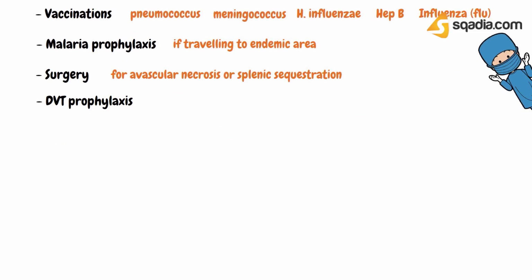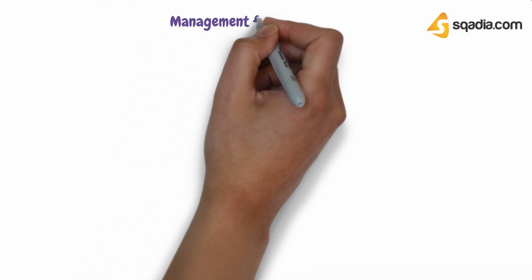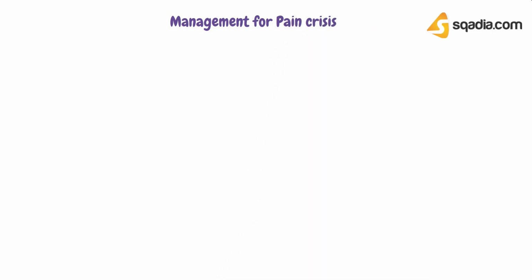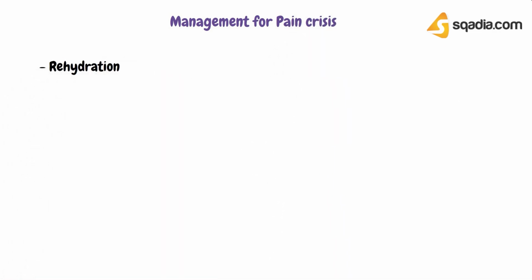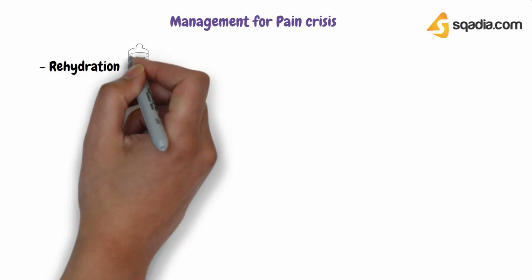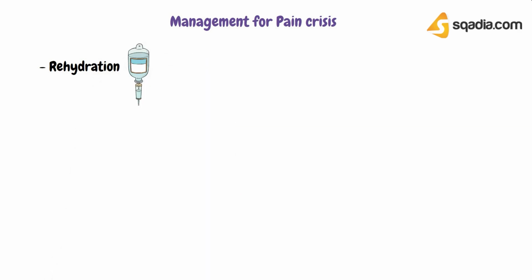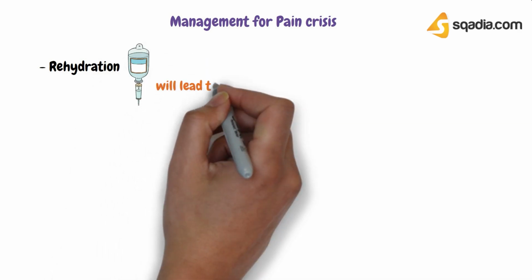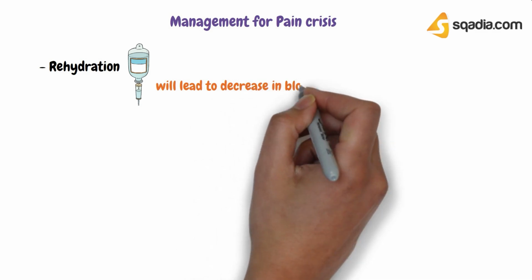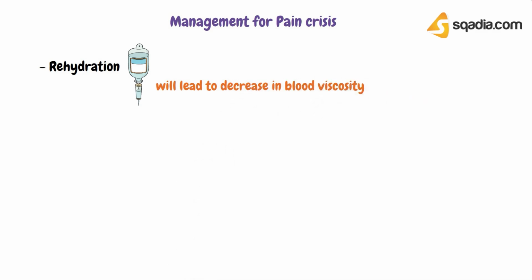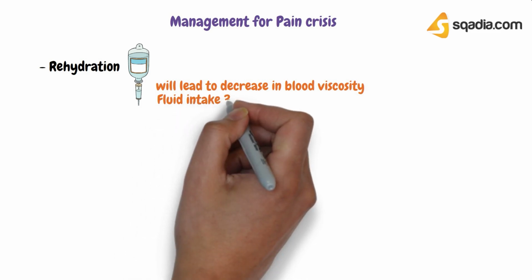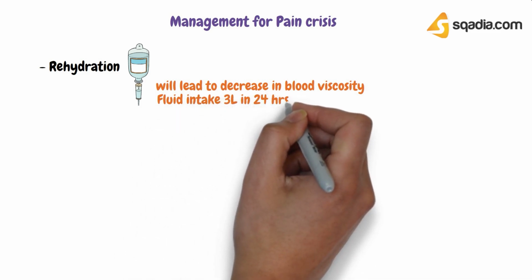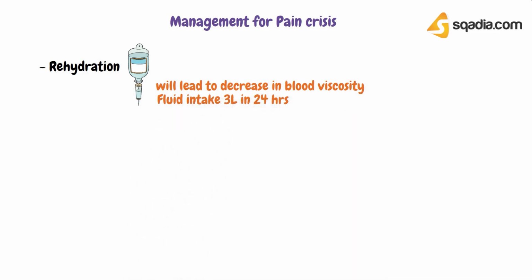Now moving on to management of the pain crisis that is seen in patients with sickle cell anemia. So the most important thing is rehydration, because rehydration with IV fluids will lead to decrease in blood viscosity, which reduces the chances of sickling in the blood. And we must always remember that for an average person, fluid intake should not be more than 3 liters in 24 hours.